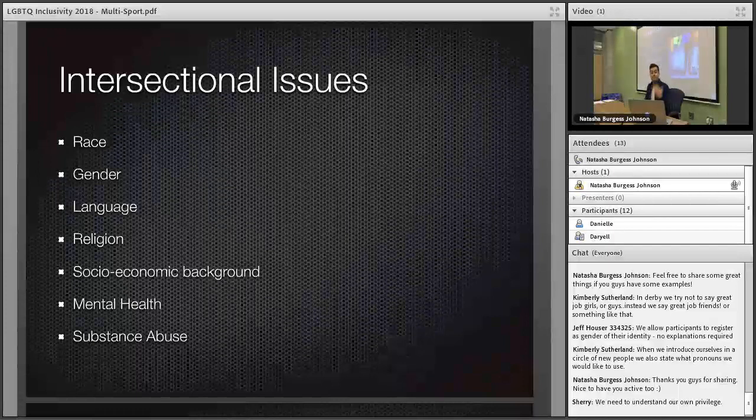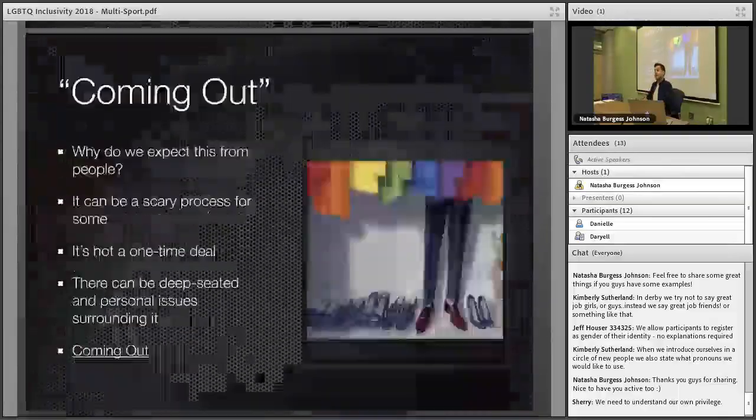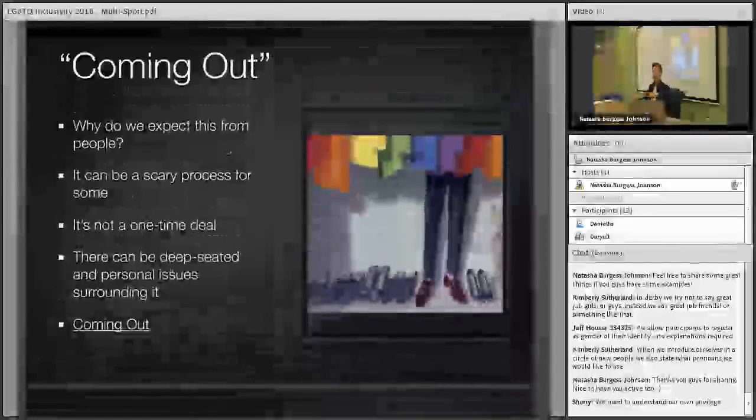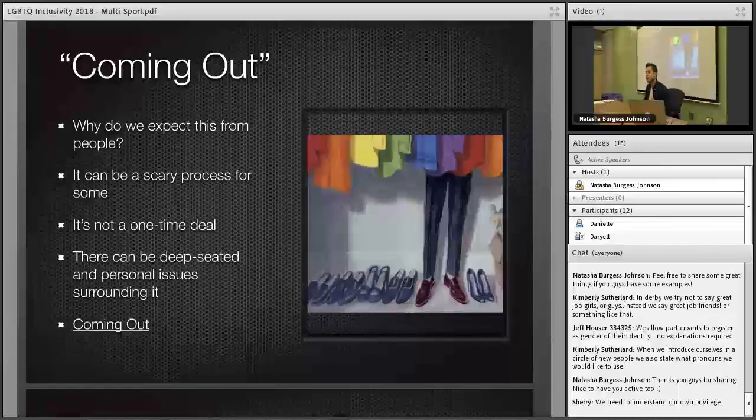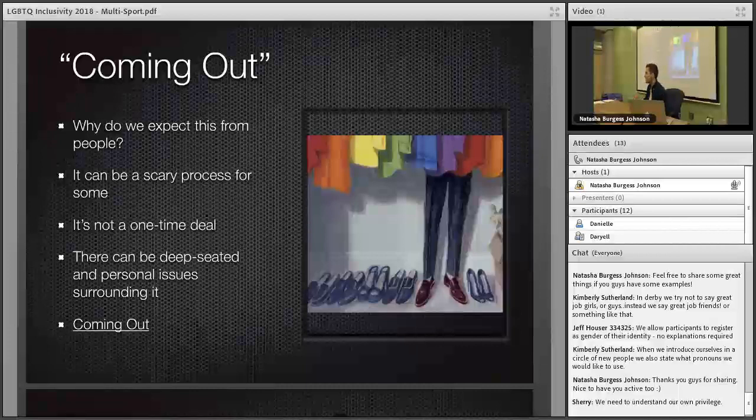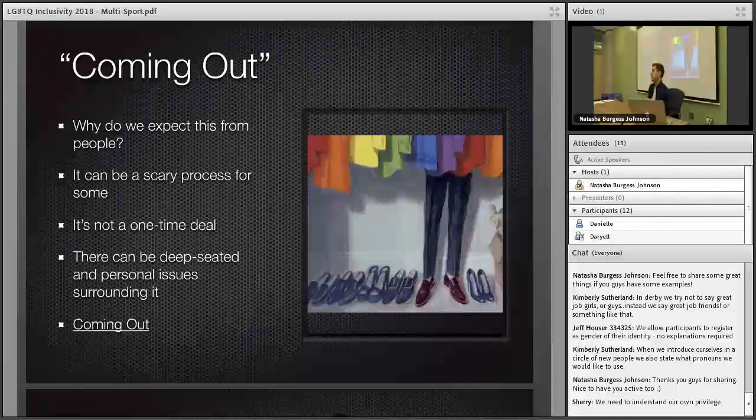All right, this idea of coming out. Why do we expect this from people? Maybe we don't expect it. But it can be a scary process for someone, because I can tell you, even if you know 99% sure it's going to be okay, that 1% is enough to stop you from doing it, or at least pause. It's anxiety over anything. It can be really, really hard for some people based on their backgrounds from the previous slide. So religious backgrounds can play a really big part to this one, cultural backgrounds.